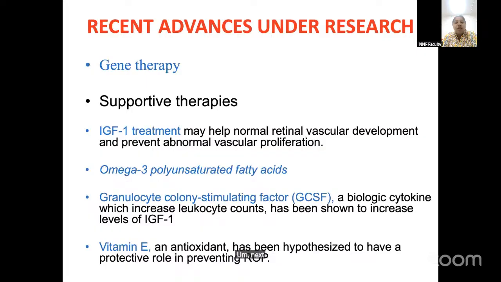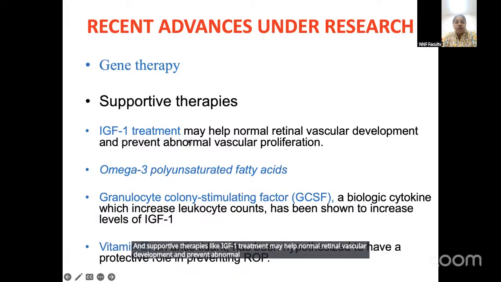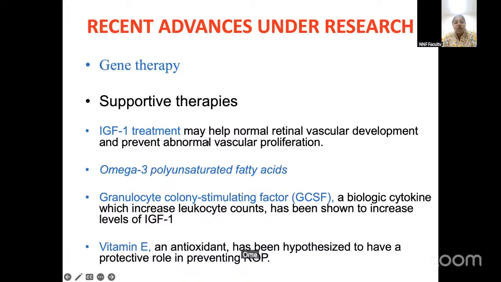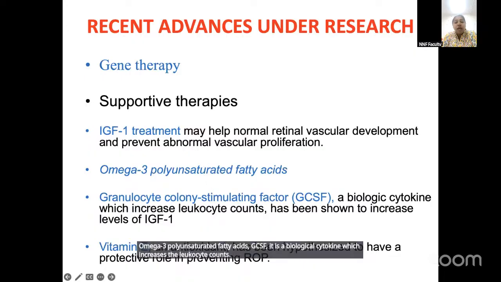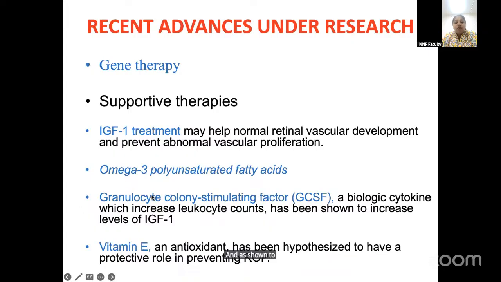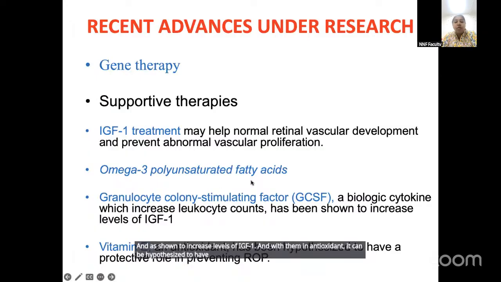Next, advances under research for prevention and treatment are gene therapy and supportive therapies like IGF-1 treatment, which may help normal retinal vascular development and prevent abnormal vascular proliferation. Omega-3 polyunsaturated fatty acids, G-CSF, a biological cytokine which increases the leukocyte counts and has been shown to increase levels of IGF-1. And vitamin E, an antioxidant, it can be hypothesized to have a protective role in preventing ROP.